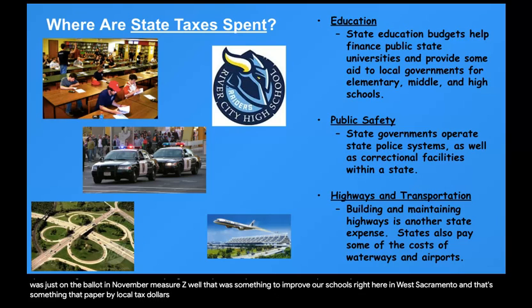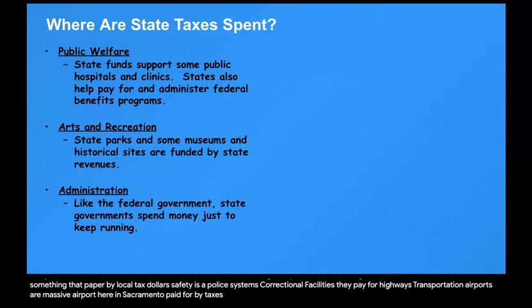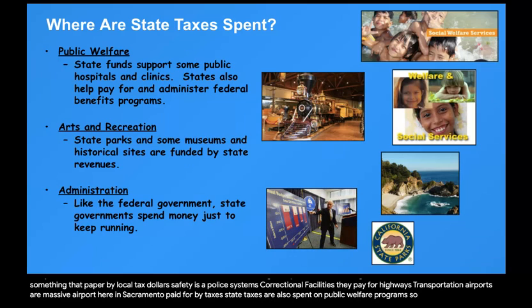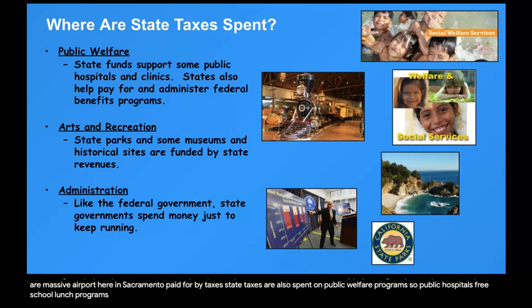State taxes also pay for public safety, so police systems, correctional facilities. They pay for highways, transportation, airports. Our massive airport here in Sacramento, paid for by taxes. State taxes are also spent on public welfare programs, so public hospitals, free school lunch programs, arts and recreation, state parks, museums, our local parks here in West Sacramento, all paid for by taxes.